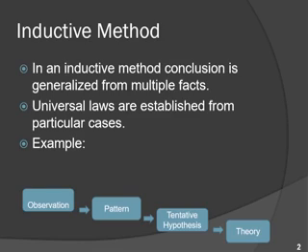It starts with an observation, and when we have several observations on the same agenda, then we understand that there is a pattern. When we look into the pattern, this pattern helps us to develop a tentative hypothesis, and this hypothesis, once tested and found to be true, takes us to a theory. This is the process in which the inductive method of research works.